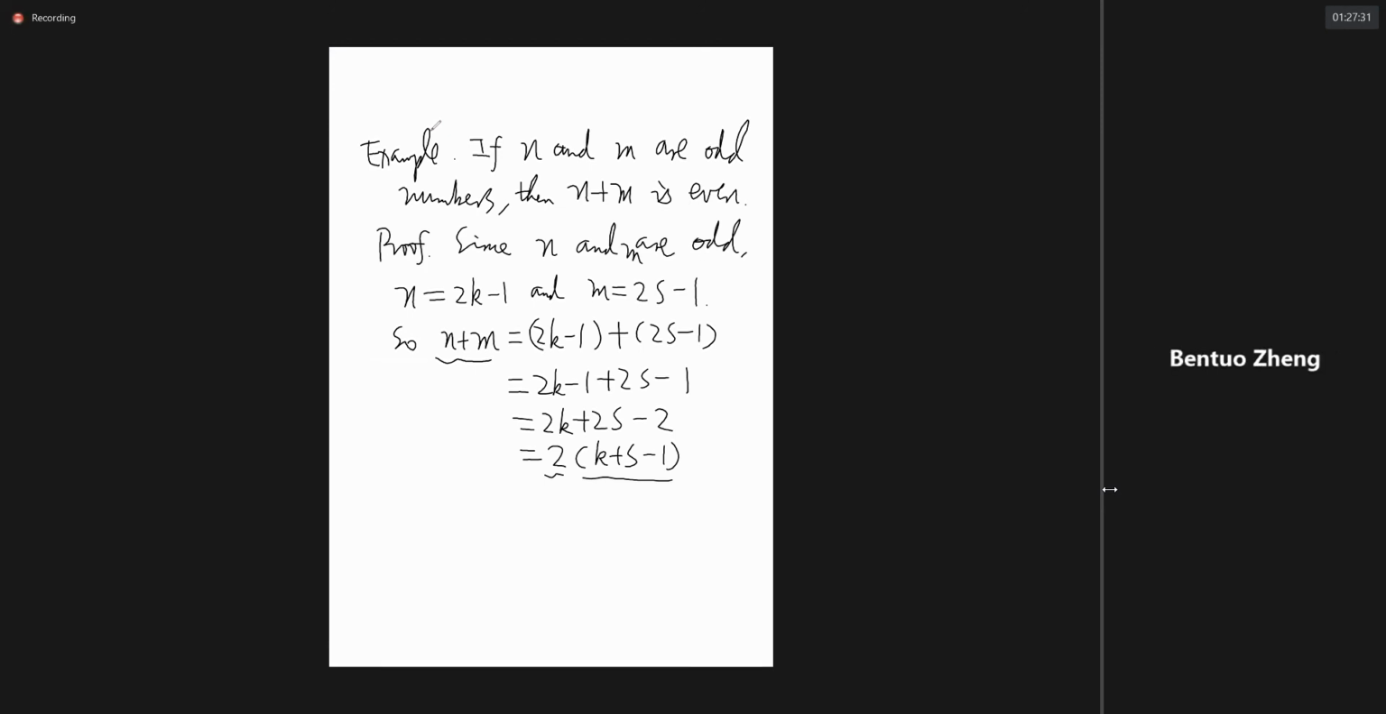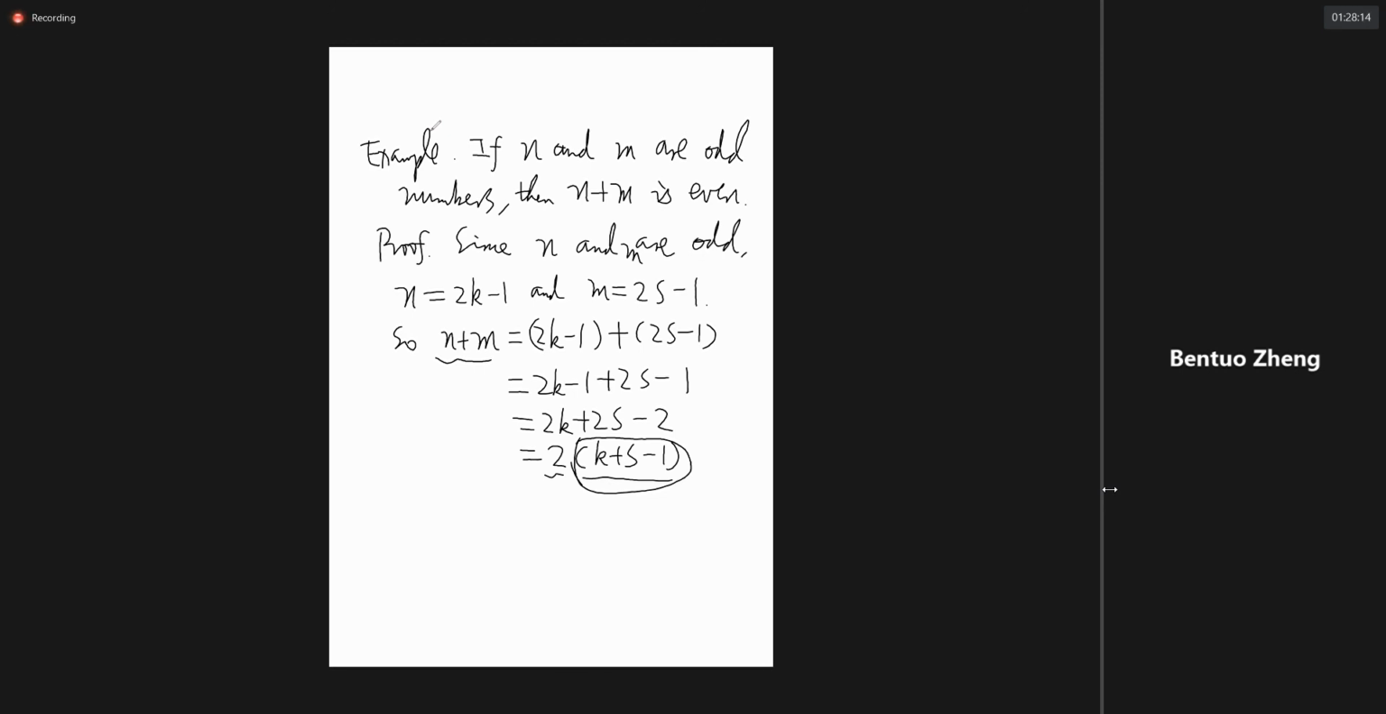Okay, so let's recall. If we want to show some number is an odd number, we want to show it can be written as 2 times k minus 1. If you want to show some number is even, you want to show the number can be written as 2 times k. But in this situation, I've already written m plus m as 2 times something, right? This is equal to 2 times something. So all right, it's even. Is it even? Everyone agree?